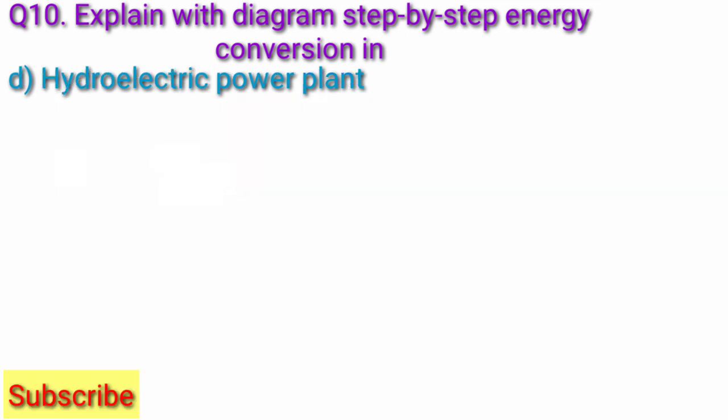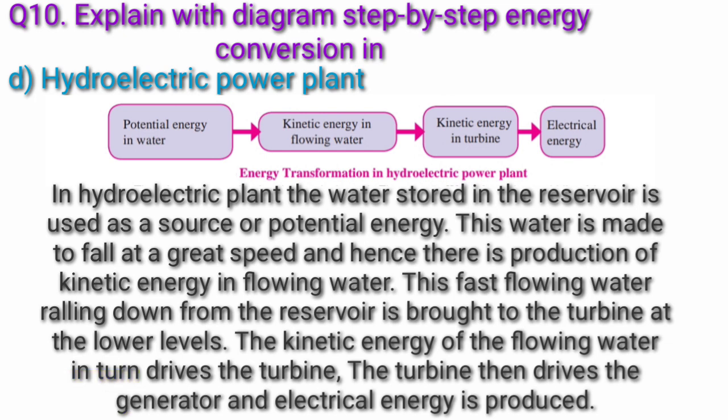Question D. Hydroelectric power plant. Answer. The flow chart showing energy transformation in a hydroelectric power plant is given below. In a hydroelectric plant, the water stored in the reservoir is used as a source of potential energy. This water is made to fall at a great speed and hence there is production of kinetic energy in the flowing water. This fast flowing water falling down from the reservoir is brought to the turbine at the lower levels. The kinetic energy of the flowing water in turn drives the turbine, which then drives the generator, and electrical energy is produced.